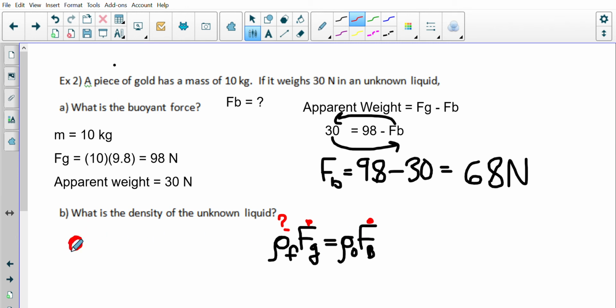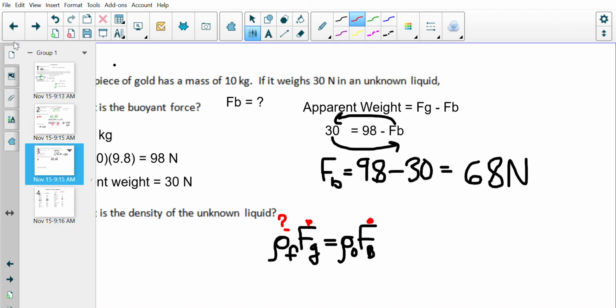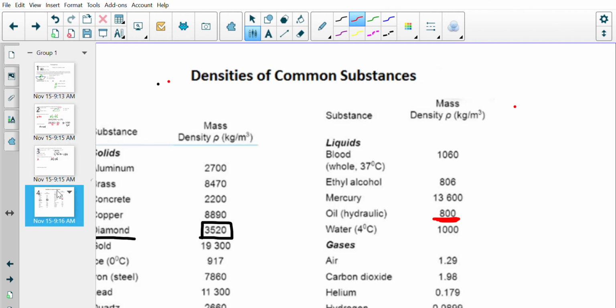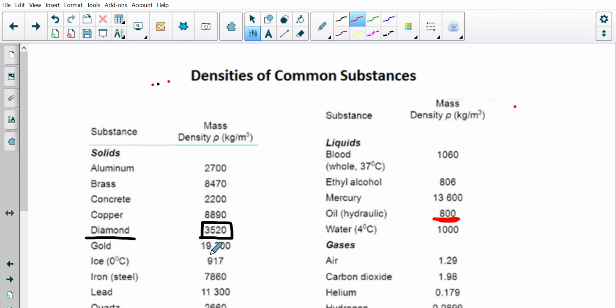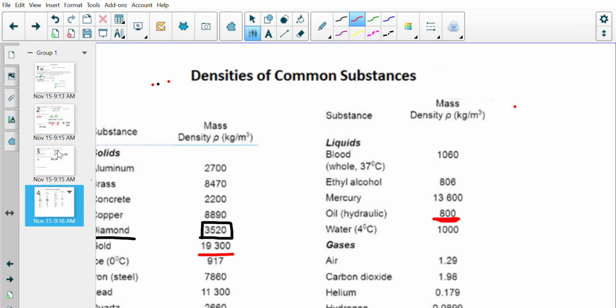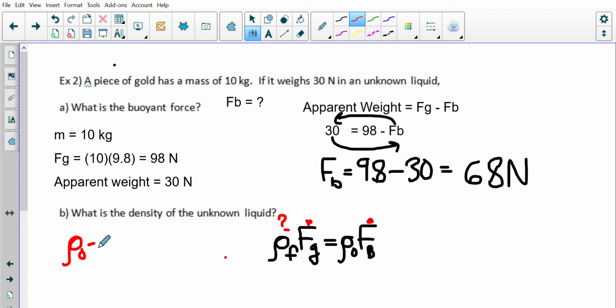We can find that on our chart because I know that a piece of gold is being thrown in there. In fact, like a 25 pound piece of gold. Lucky person. All right, so again, I'm going to go to my chart, look up gold. It's got to be under solids, and there it is. 19,300 right there is our density of gold. All right, so we'll go back. Let's plug that in. It is 19,300 if my memory serves me.